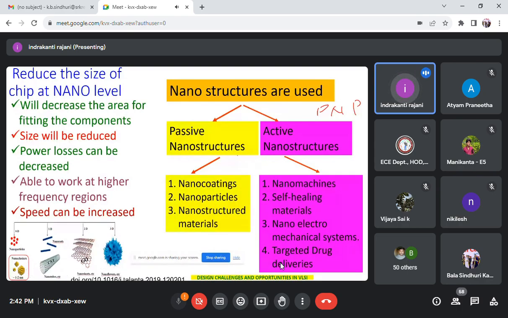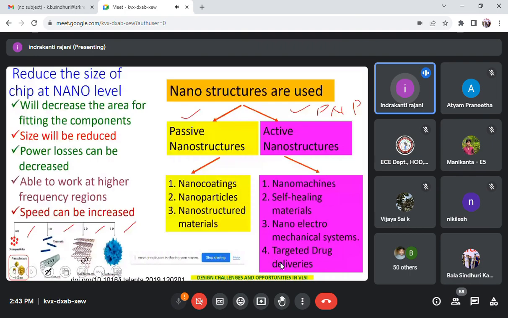These nanostructures I have mentioned here: you can see zero-dimensional nanoparticles, one-dimensional nanorods, two-dimensional layer sheets, three-dimensional balls. Balls means three-dimensional spherical balls. Any of the structures you can make using different techniques. Many fabrication techniques are there. These nanostructures can again be divided into passive nanostructures and active nanostructures.